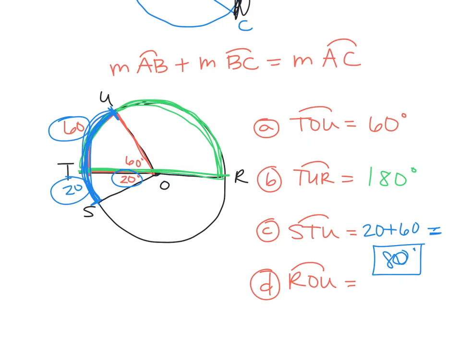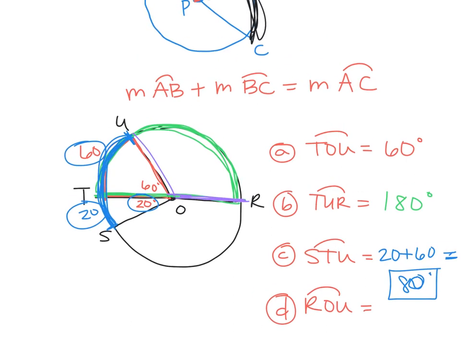ROU. I need a new color. Just a sec. Okay, so ROU. You're starting at R through O to U. So the arc associated with that is this guy.